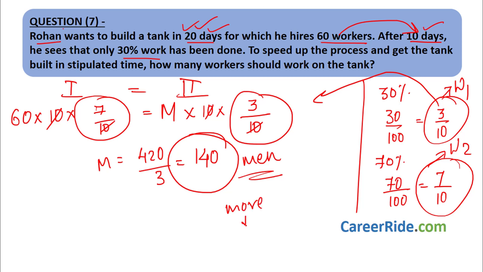If they ask how many more workers are needed, it would be simply 140 minus 60 equal to 80 more workers. But this has not been asked. What is asked? How many workers should work? That is the total men that should work. So the answer is 140. Going to the last question.